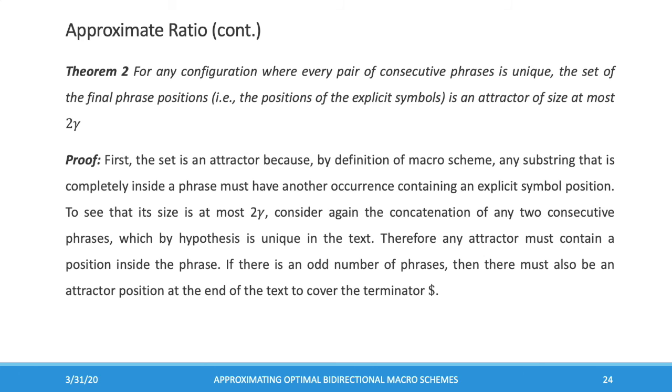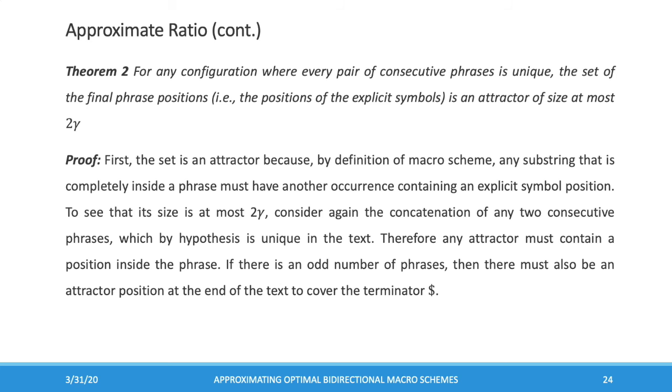So the second theorem is: for any configuration where every pair of consecutive phrases is unique, the set of the final phrase positions is an attractor of size at most 2 gamma. So how do we prove this? First, the set is an attractor because, by definition of macro scheme, any substring that is completely inside a phrase must have another occurrence containing an explicit symbol position.